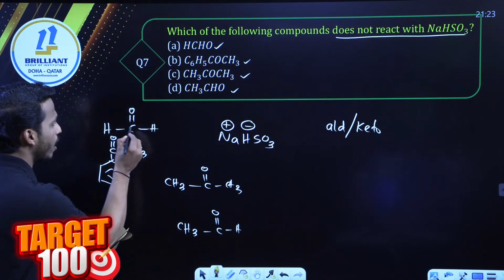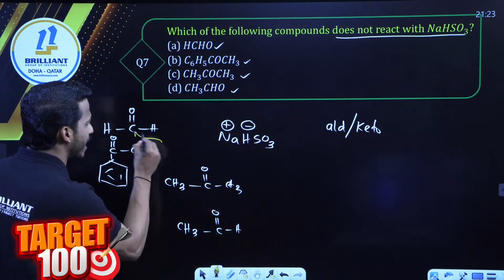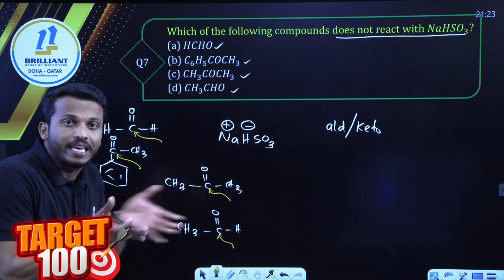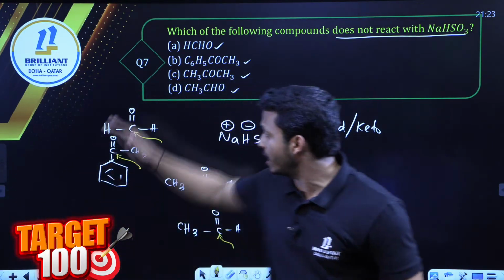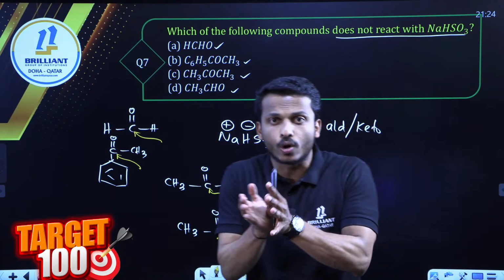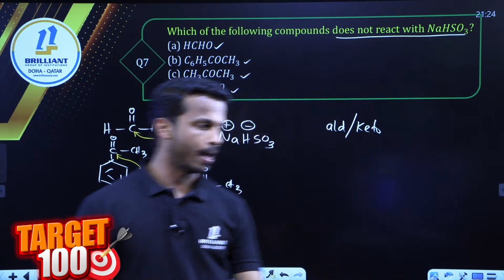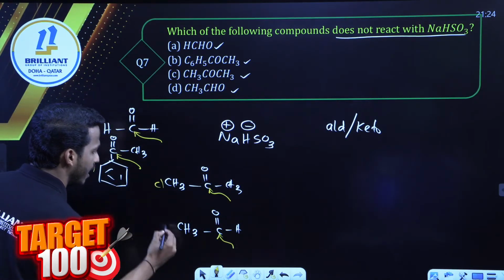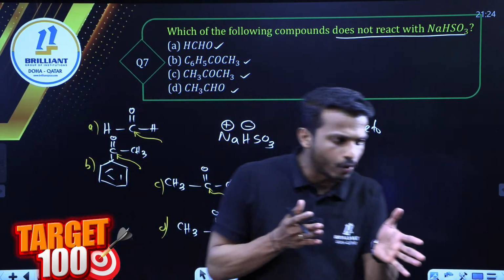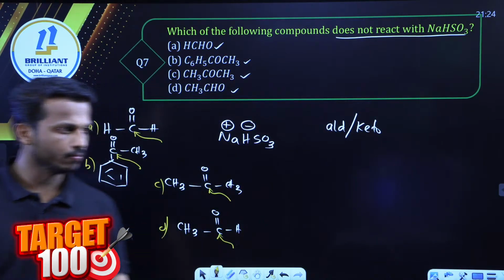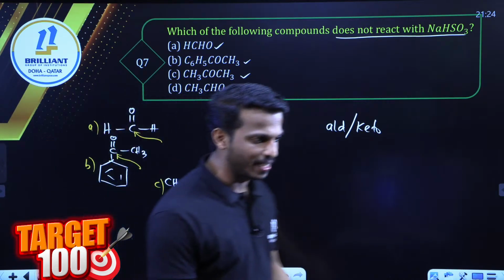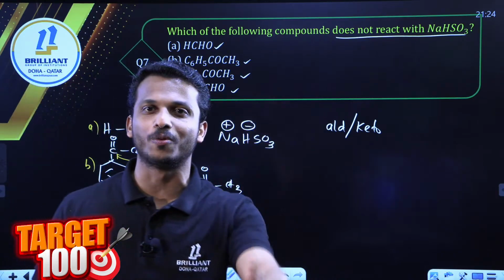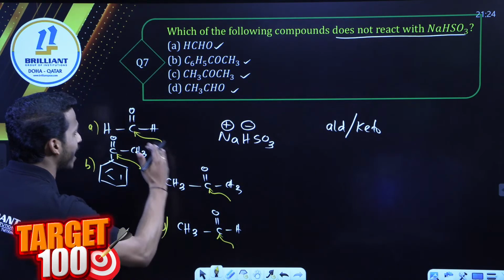Dear all, in aldehyde, the nucleophile is attacking here, where the attack is easier. Can you tell me, among these four options, where the nucleophile can attack more easily? Tell me, dear all, option A, B, C, D. Which one? Option A, right? Because there is no bulky group, there is no steric hindrance. So here the attack is easier.